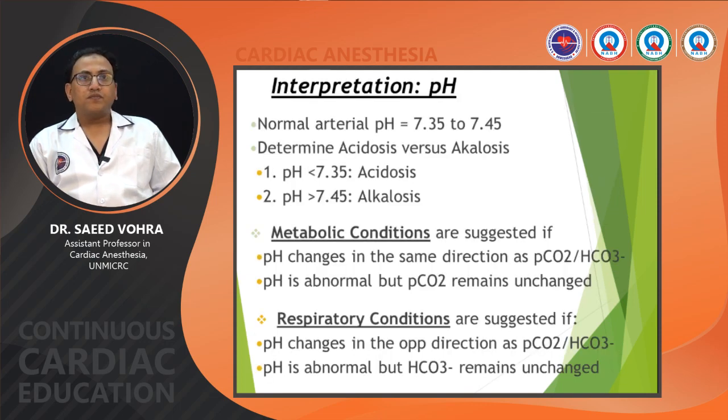Now, interpreting the pH. The normal arterial pH, as we all know, is 7.35 to 7.45. If it is less than 7.35, then it is acidosis, and if it is more than 7.45, it is alkalosis. Metabolic conditions are suggested if the pH changes in the same direction as CO2 or bicarbonate, and respiratory conditions are suggested if the pH changes in the opposite direction to CO2 or bicarbonate.